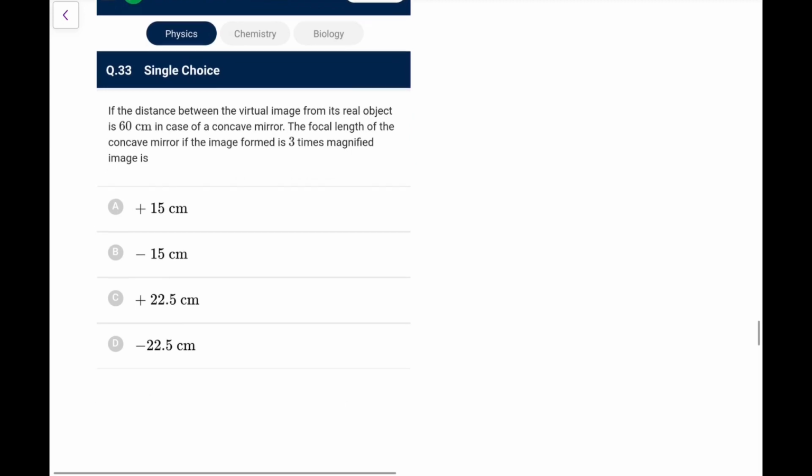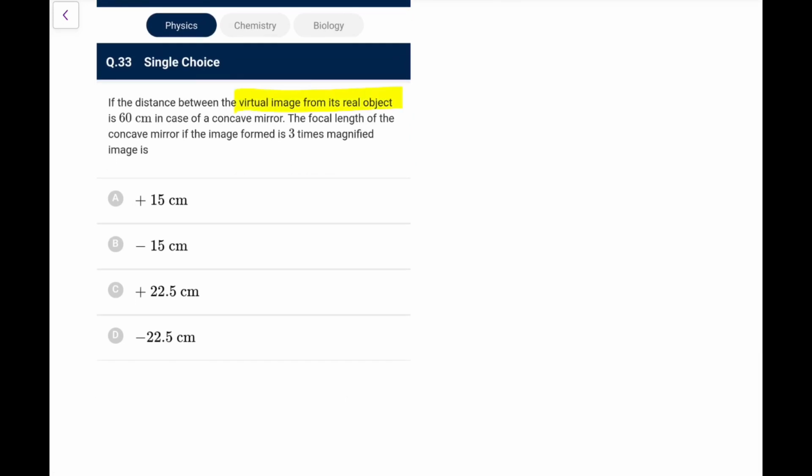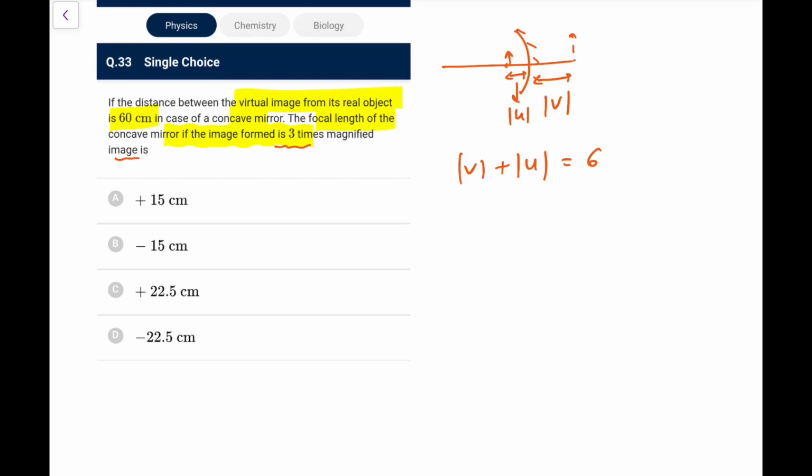Next one. If the distance between the virtual image from its real object is 60 in case of a concave mirror, find the focal length of the concave mirror if the image formed is 3 times magnified. We have done this yesterday also, probably in the JEE Main. Because it is 3 times magnified and virtual image, that means object is between pole and focus. So object is here and image will be somewhere here, like this. Let's say this distance be mod u and this distance be mod v. So mod v plus mod u is equal to 60, and mod v by mod u is 3. So mod u is equal to 15 centimeter, mod v is 45 centimeter.